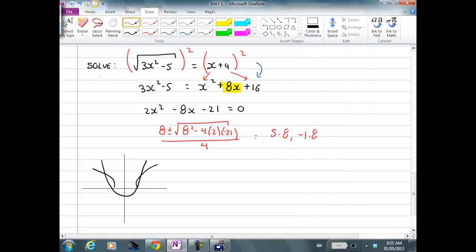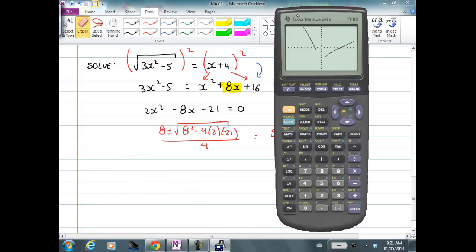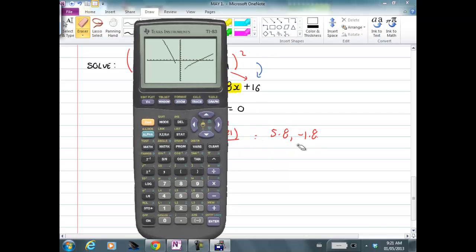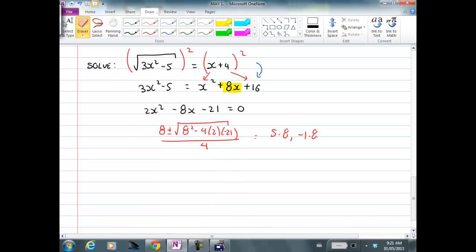So now, if you use the zero function key on this TI-83, you will get exactly negative 1.8 and 5.8. Try it right now if you don't believe me, but that is your answer.